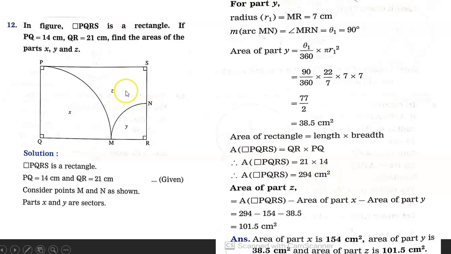Now I want to find out this part. So this part would be the entire quadrilateral minus this minus this. So the area of quadrilateral PQRS minus area of part X minus area of part Y. When I solve this, the answer is 101.5 centimeters square. So in this way, we have found the area of part X, part Y and part Z.